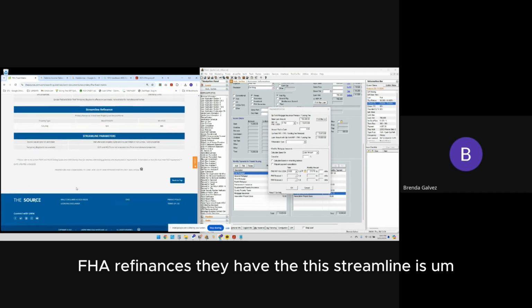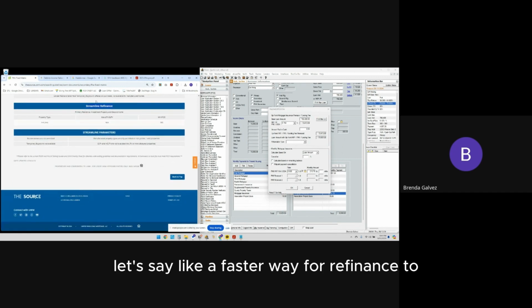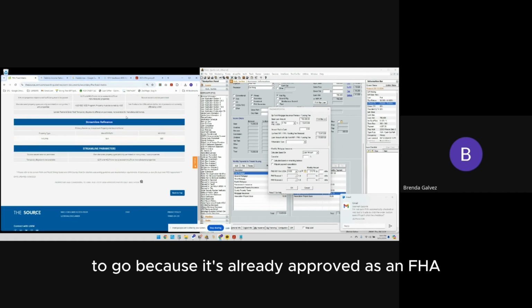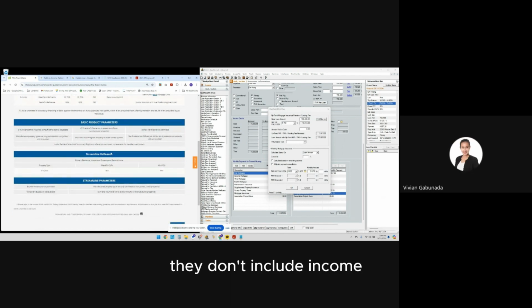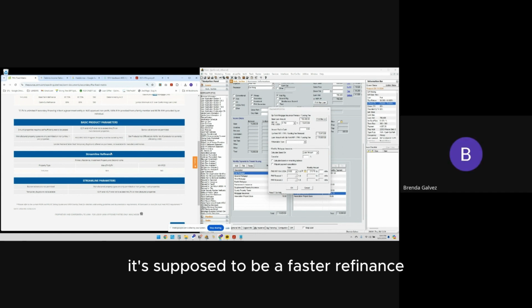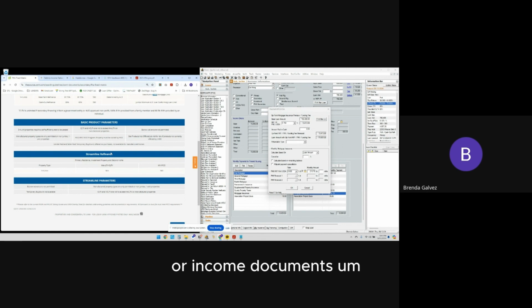What else? FHA refinances have the streamline, which is a faster way for a refinance to go because it's already approved as an FHA. Another term for streamline is faster refinance. It's supposed to be a bit easier because they don't necessarily require an appraisal report or income documents. It's supposed to be a quick, faster way to get the refinance.